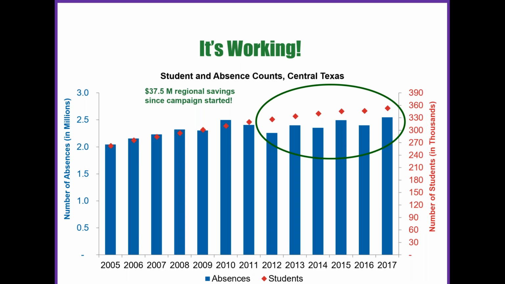And what you can see, in fact, we have the data for the last 20 years, is that the absences exactly correlate to the growth of our overall student population across the region until 2012, when we launched this effort. And for the first time, those bars started diverging. School enrollment continues to grow, but not as fast as the total number of absences. And in total, we've now saved $37.5 million to regional schools based on this work.